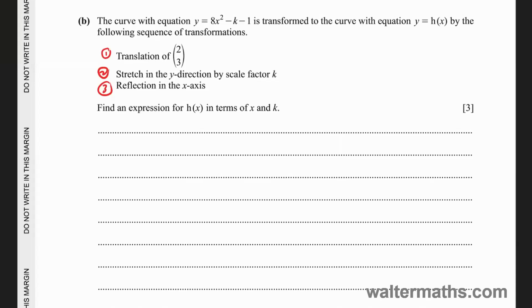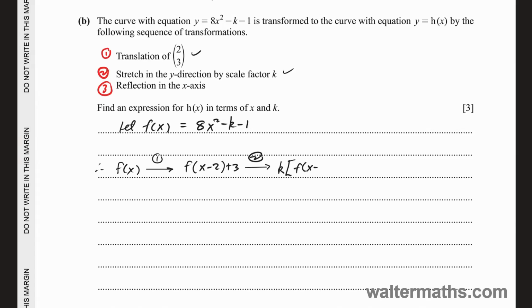All right, so I'll start by saying let f(x) be equal to 8x² − k − 1, which therefore means that if we start with f(x), after the first transformation, which is a translation (2, 3), it will be f(x − 2) + 3. Then after the second transformation, a stretch parallel to the y-axis by scale factor k, it becomes k times the f(x − 2) + 3 that we had.